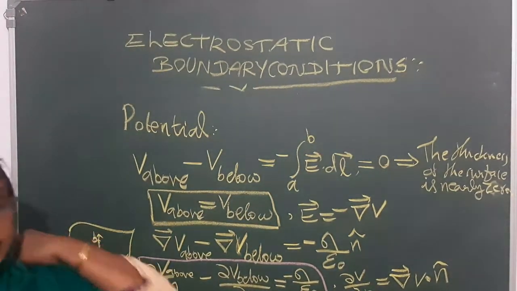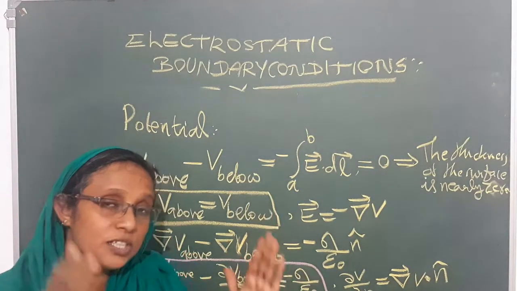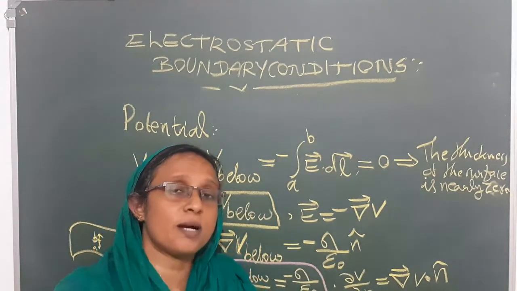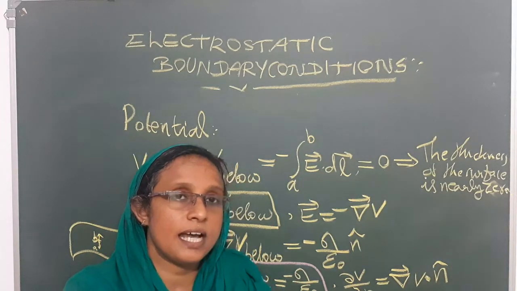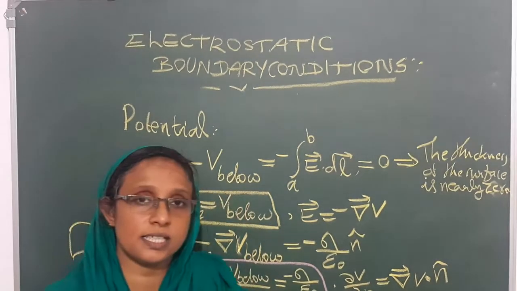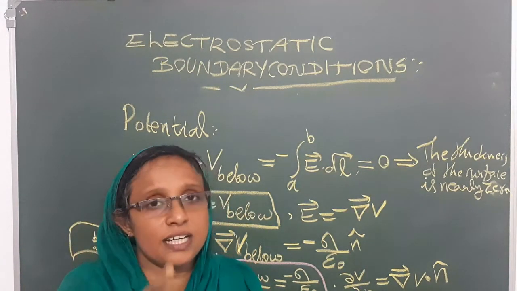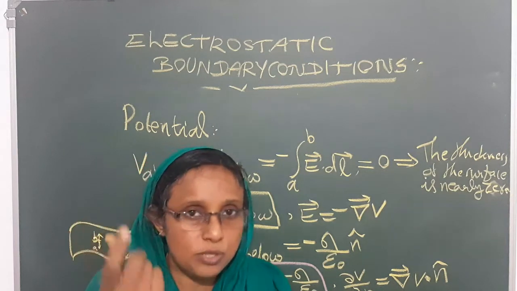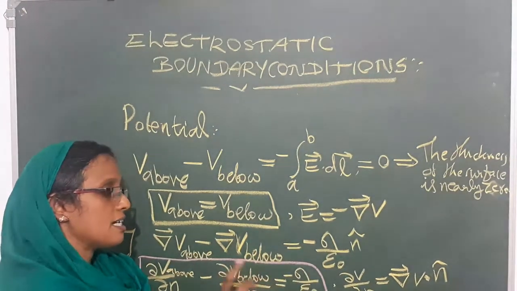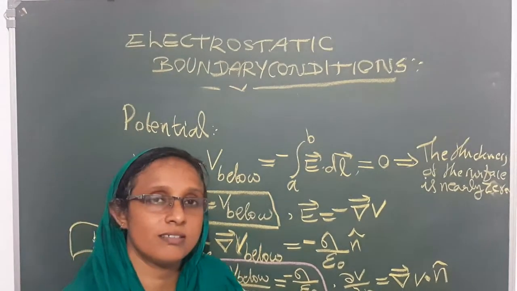Now, we can wind up the session. The boundary conditions for electrostatics: the electric field is discontinuous if there is a surface charge density. The normal component of the electric field is discontinuous and the tangential component is continuous. But as far as the potential is concerned, it is always continuous. But its negative gradient, which is the electric field, is discontinuous if there is a surface charge density. So learn well. Thank you.